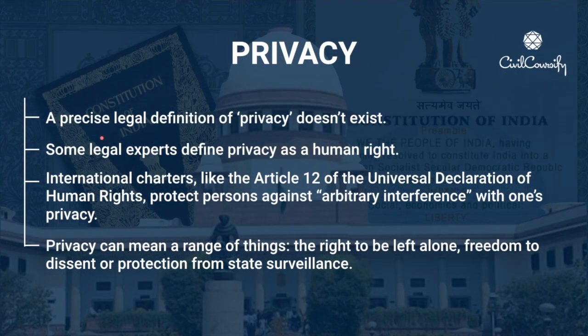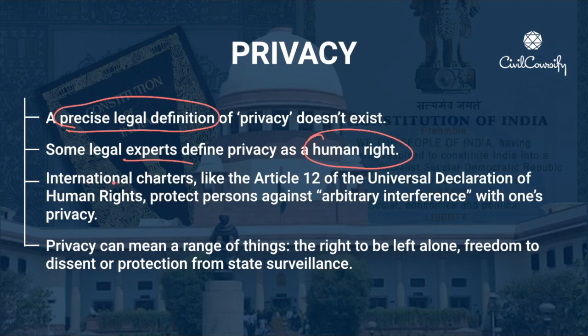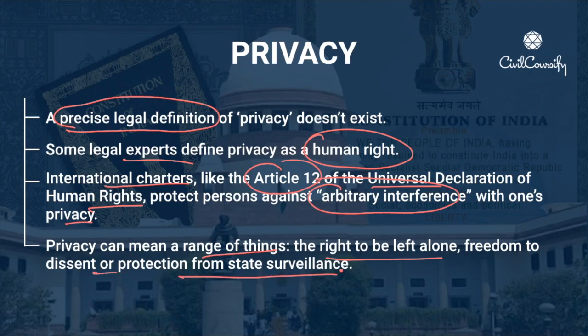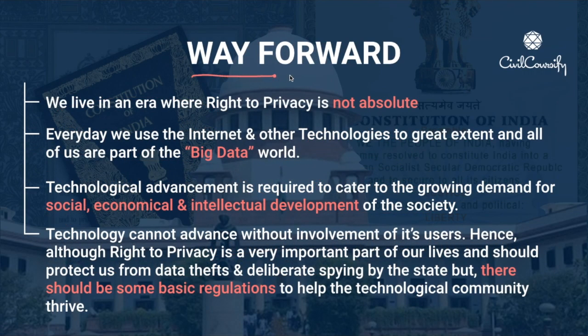Now, what all comes under privacy? Privacy does not have a precise legal definition. Some legal experts define privacy as a human right. International charters like Article 12 of the Universal Declaration of Human Rights protect persons against arbitrary interference with one's privacy. Privacy can mean a range of things: the right to be left alone, freedom to dissent, or protection from state surveillance.